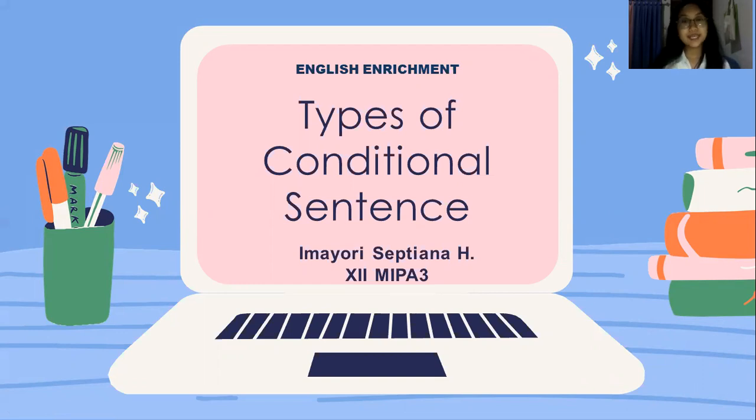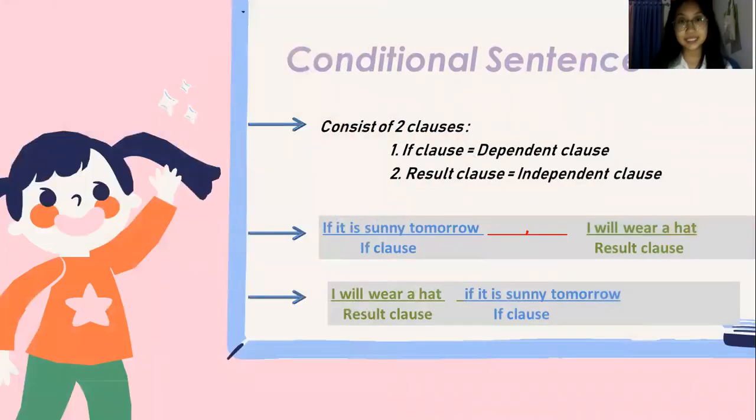Today I will be explaining types of conditional sentence for English enrichment task. Conditional sentence consists of two clauses, if clause and result clause. If clause is a dependent clause, which is a clause that cannot stand on its own, so it is dependent to another clause. Result clause is an independent clause, which is a clause that can stand on its own and doesn't need another clause to complete it.